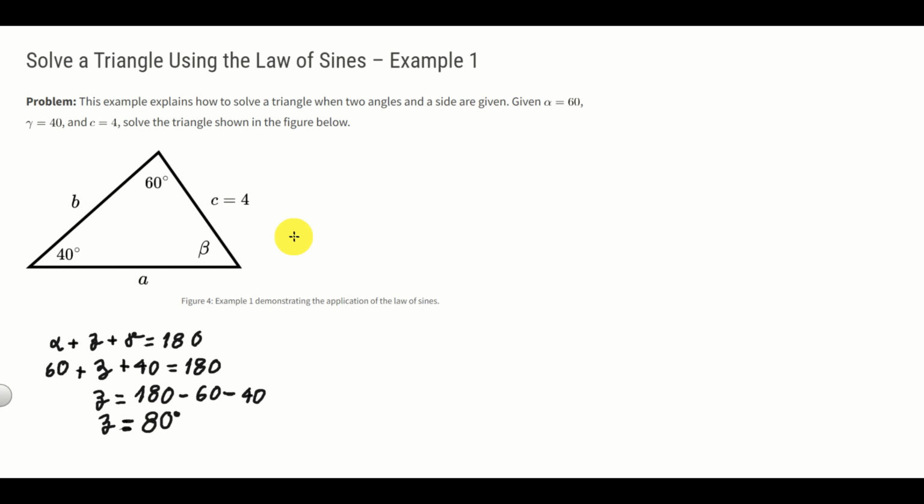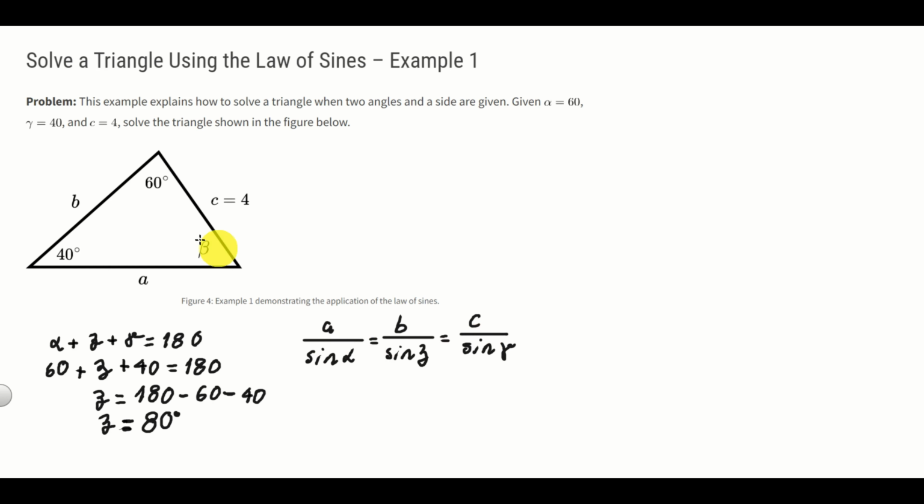The next step when solving these problems is to write the general form of the law of sines. Let's write the general form. In the general form, we have A over sine alpha is equal to B over sine beta is equal to C over sine gamma.